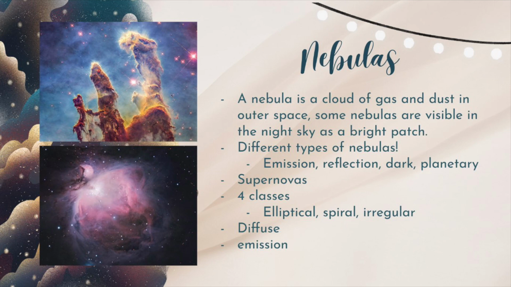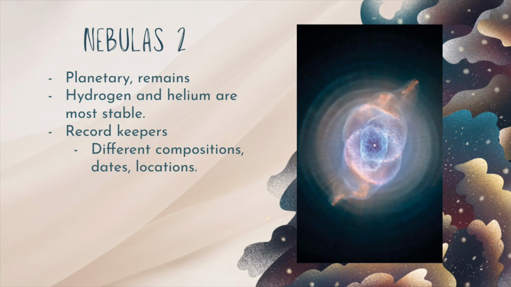Among the types are 4 different classes, all dependent on shape: elliptical, spiral, irregular, and diffused. Most nebulas are diffuse, meaning they have no distinct shape. Nebulas are mostly made of hydrogen and helium, which are some of the most stable elements. Nebulas can act as a sort of record keeper of the universe, since depending on their location, size, and age, they can reveal a lot about the composition and evolution of space.